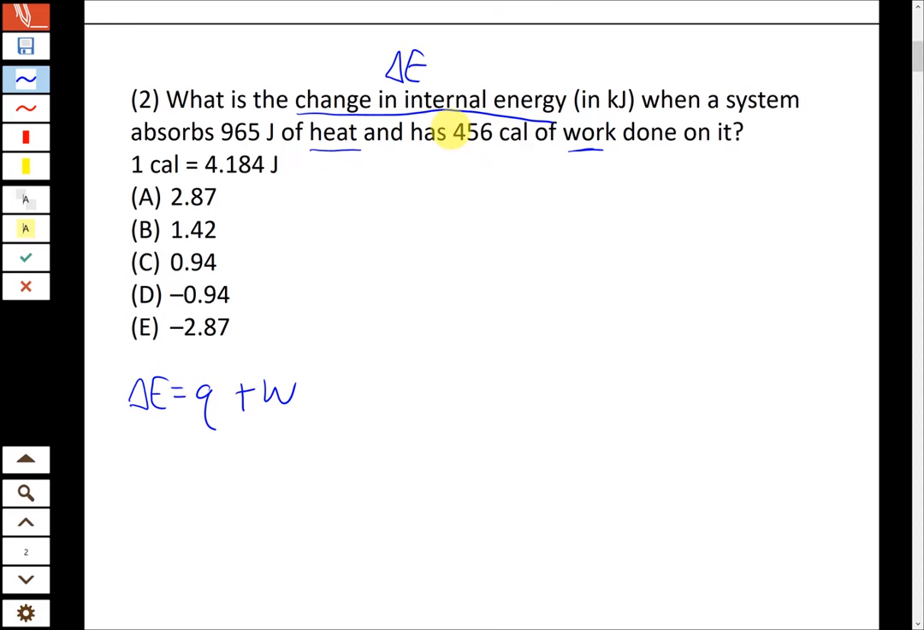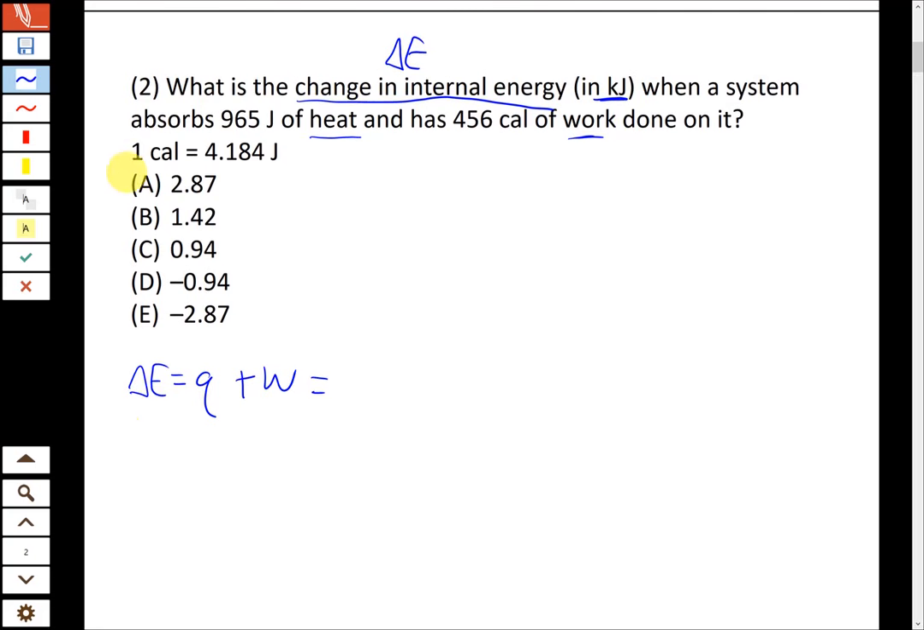We have to use the wording of the problem to tell us if we should use a negative or positive Q and a negative or positive W. And moreover, we have to make sure they're in the same units before we add them together. Now we're looking for an answer in kilojoules. So I think initially we could probably add them together in joules, or we can convert them both to kilojoules right off the bat. But we have to make sure that Q and W are both in the correct unit. Okay, so for Q, let's look at the wording in the problem. The system absorbs 965 joules.